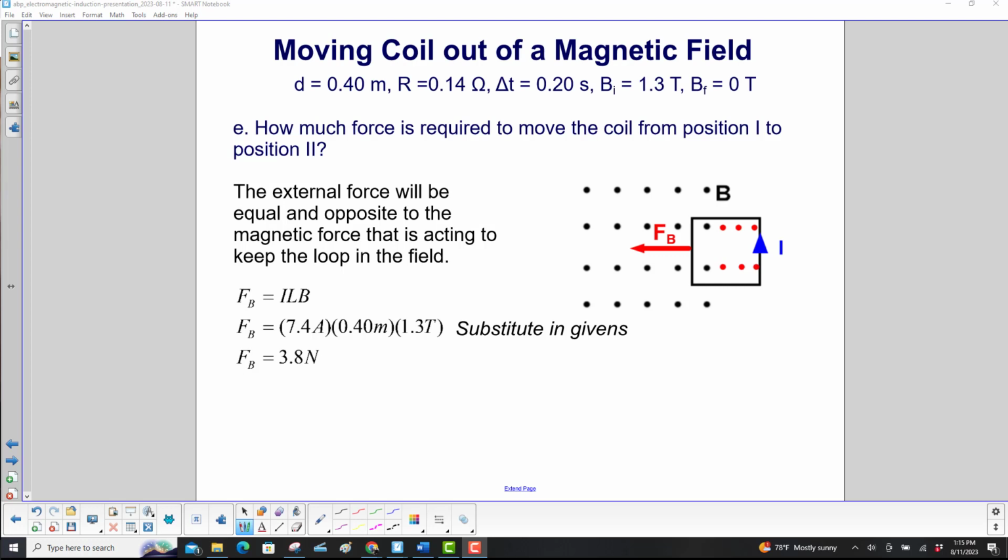The external force will be equal and opposite to the magnetic force that is keeping the loop in the field. So we use our magnetic force as ILB. Here's our current, length of the wire, and here's the magnetic field. Substitute them in, and we get 3.8 newtons.